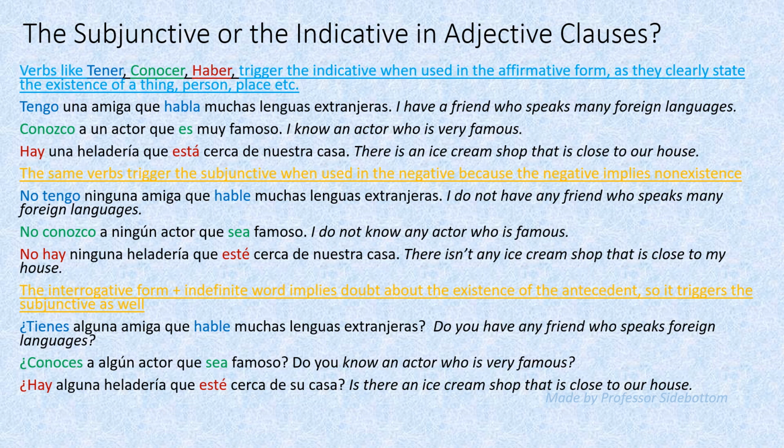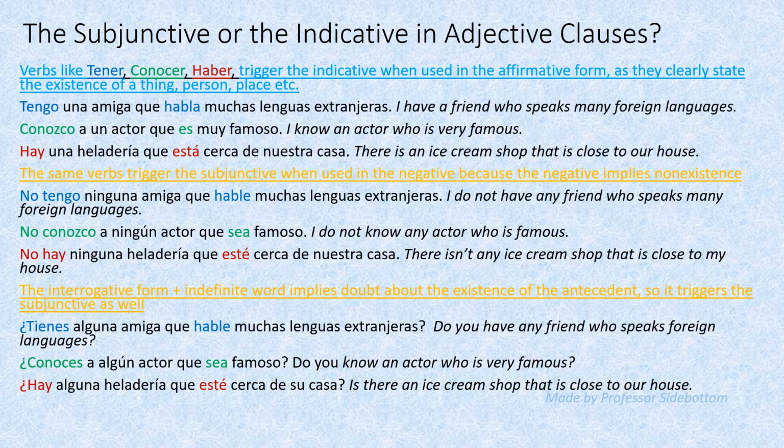The same verbs trigger the subjunctive when used in the negative because the negative implies non-existence. No tengo ninguna amiga que hable muchas lenguas extranjeras. No conozco a ningún actor que sea famoso. No hay ninguna heladería que esté cerca de nuestra casa.